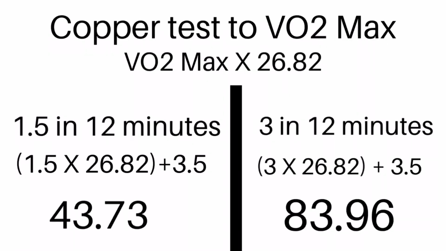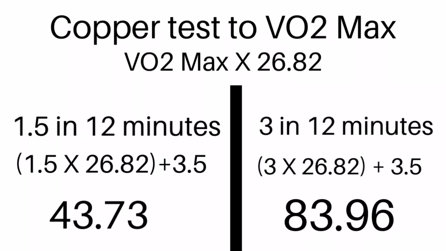So the first assessment you're going to do here is you're going to run as far as you can in 12 minutes. So you want to kind of pace yourself here, and you want to see how much distance you can cover in 12 minutes. This right here is known as the Cooper test.